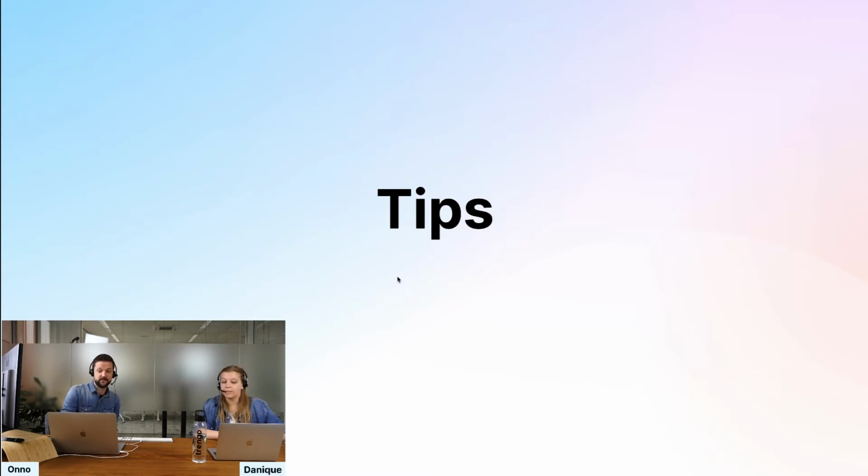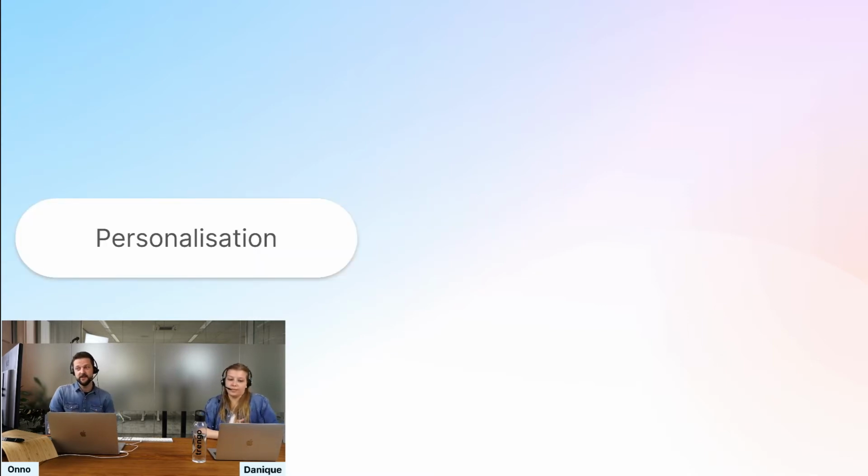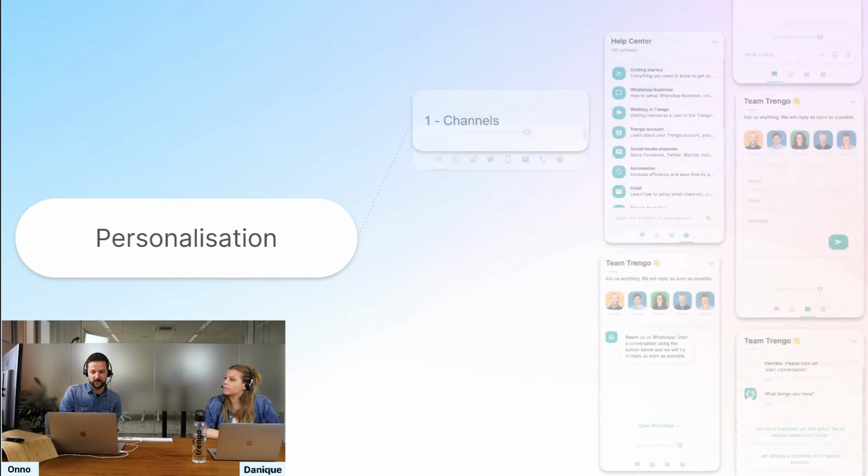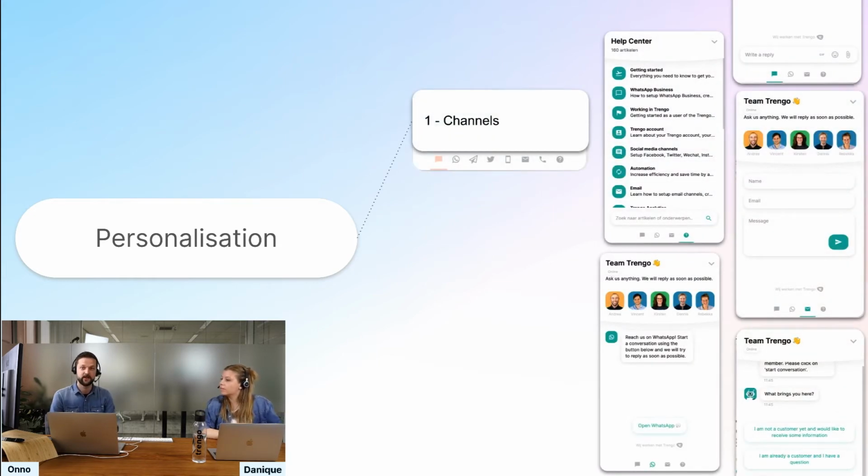We're going to give you tips on each topic, starting with personalization. Personalization, like Onno already said, is going to be on your website. So you want to integrate this widget on your website, with the same color and the same tone of voice. I'm going to give you 3 tips on how to do that. First, starting off with channels. Not every company has the same channels, and like I said in the beginning, it's not just a website chat. It's way more than that. Basically every channel in Trengo you can add to the website widget. Some examples: even the help center, which you can create in Trengo, you can add in the website widget. You can add the WhatsApp channel.